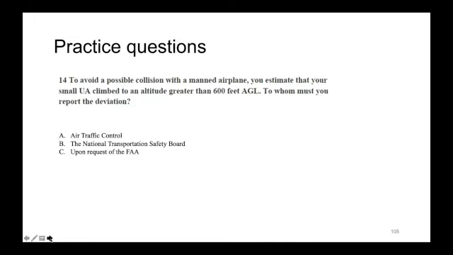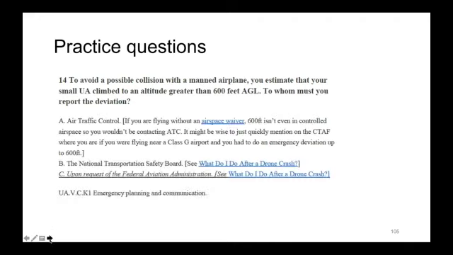To avoid a possible collision with a manned airplane, you estimate that the small UA climbed to an altitude greater than 600 feet AGL above ground. To whom must you report this deviation? Air Traffic Control, the National Transportation Safety Board, or upon request of the FAA. So thoughts here: was there a collision, or did somebody just have to go to the laundry and have a large cleaning bill that week? A, B, or C? C is the correct answer. Upon request of the FAA, because there was not actually a touch or a collision. But be ready to report it in case the FAA does come back to you and says, we need a report on that.